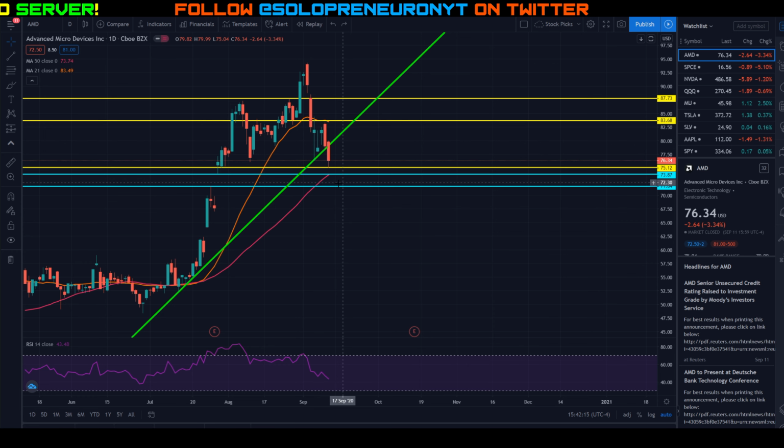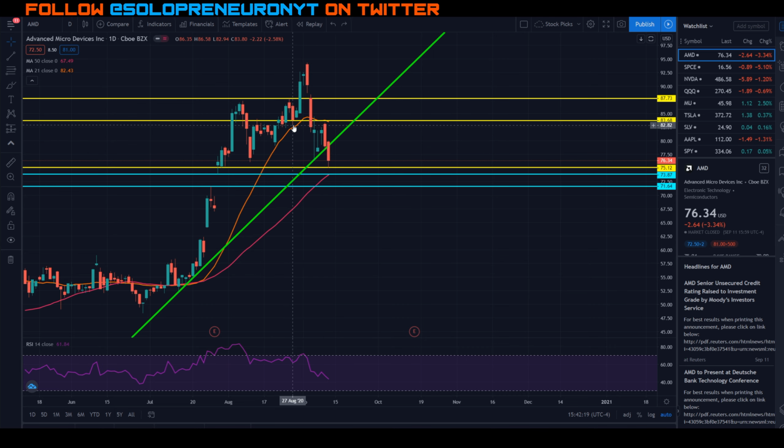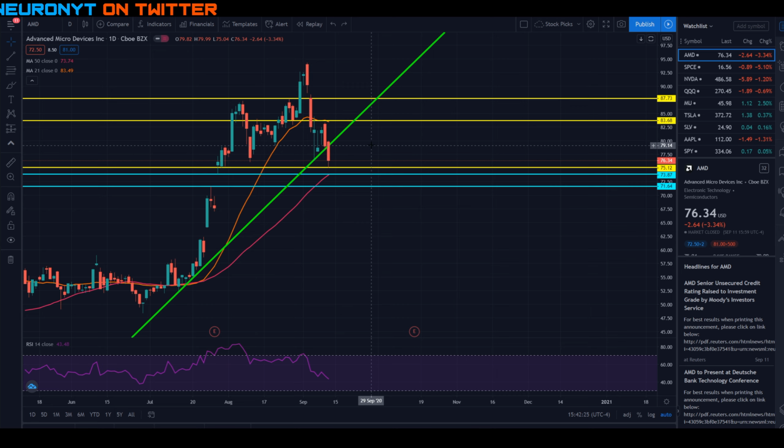Now, the other thing that's a little bit bearish is that, as you can see, for the past few trading days, AMD has been trading below the 21-day moving average. However, it's been trading above the 50-day moving average. So this will also act as an area of support at some point.